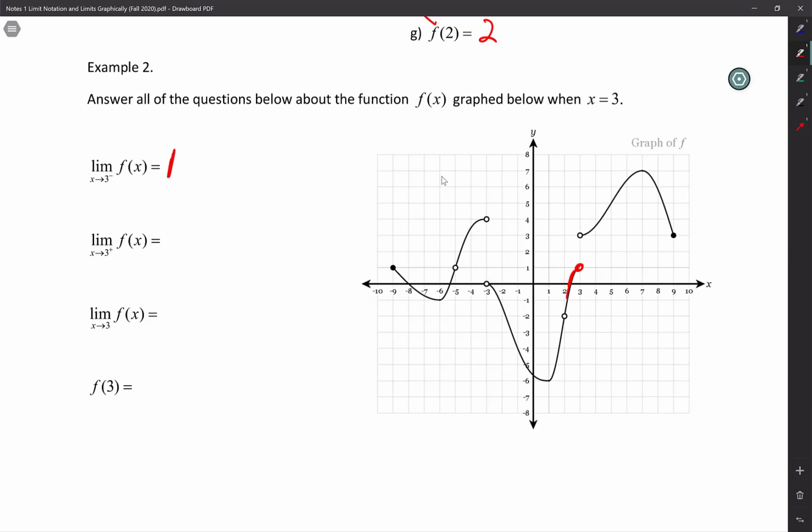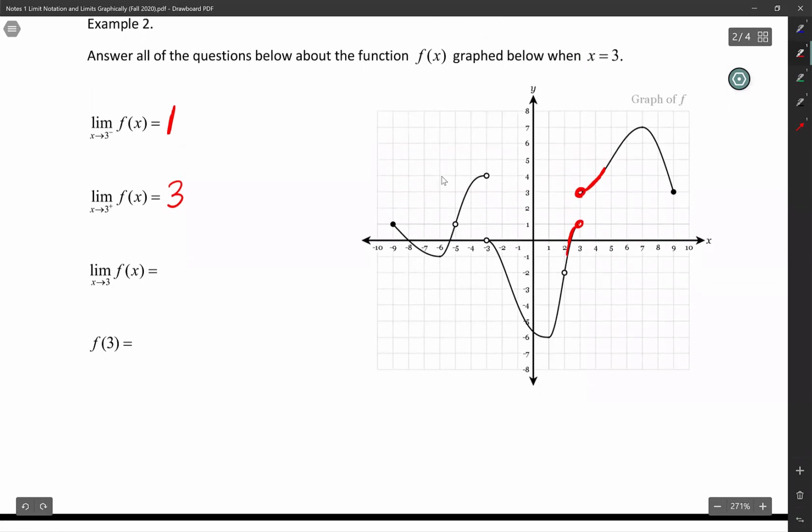Limit as x approaches 3 from the right. I'm looking at this graph. I'm approaching 3 from the right. It looks like I'm approaching this other hole, and the y value is 3. I put 3. Limit as x approaches 3. Well, they don't match. Because they don't match, I'm going to write D and E. Does not exist.